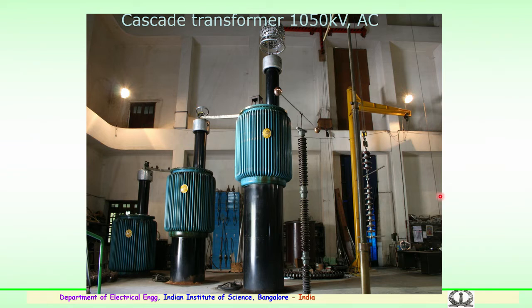So, this equipment at IISc has been used for several national level projects conducted earlier for 400 kilovolt and 800 kV transmission systems, and this transformer was used for conducting various types of testing like the AC withstand test, flashover, the radio interference test, corona and other AC tests.